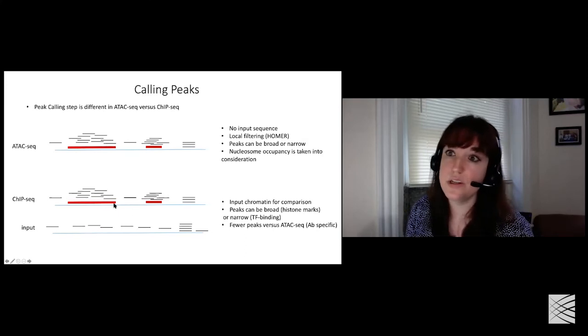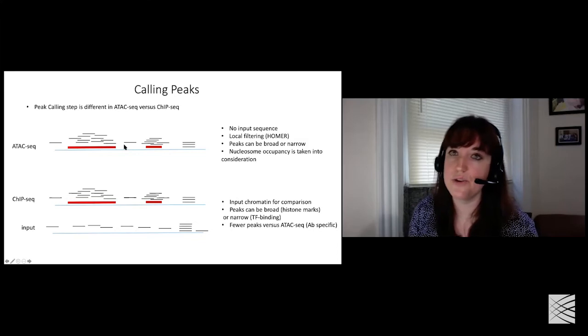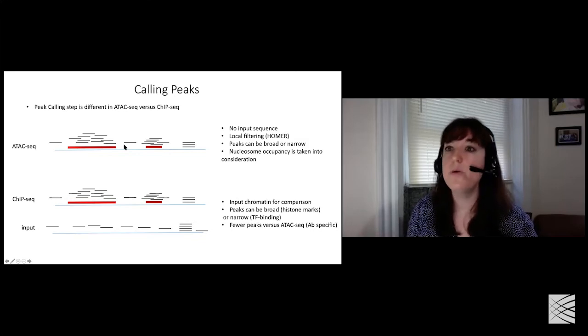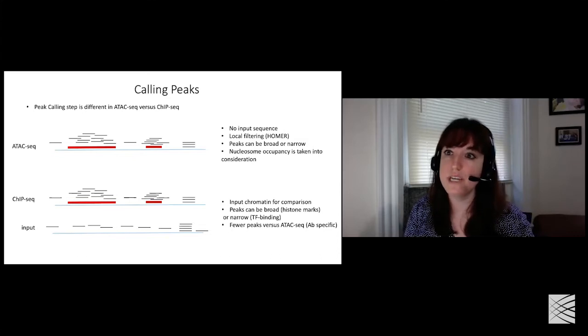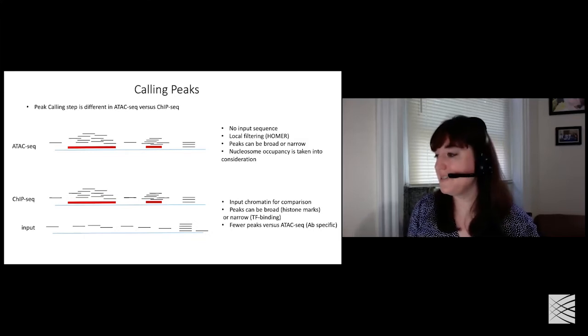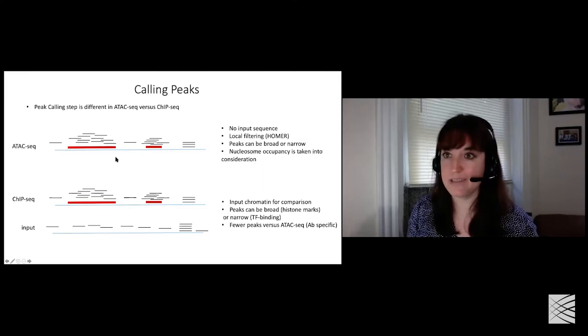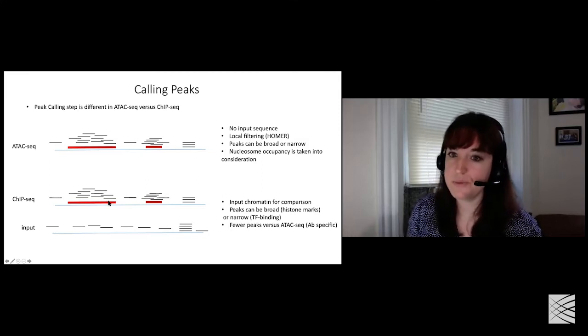And this is just due to the nature of the experiment, right? In ATAC-seq, you're looking for all the regions that are open, whereas in ChIP-seq, you're just looking for specific regions of DNA that are bound by one protein of interest, right? So theoretically, if you did enough ATAC-seq, it would be like a ChIP-seq of every single protein that's bound to the genome, but that would be a really high resolution that we can't obtain right now. But so you're going to get way more ATAC-seq peaks than ChIP-seq peaks on average.